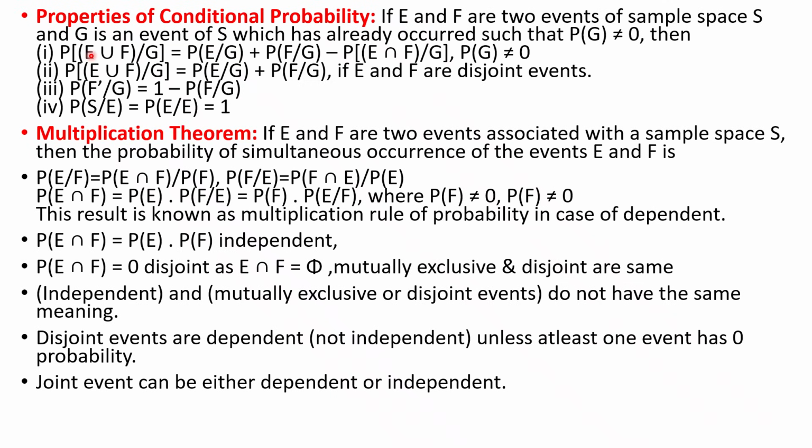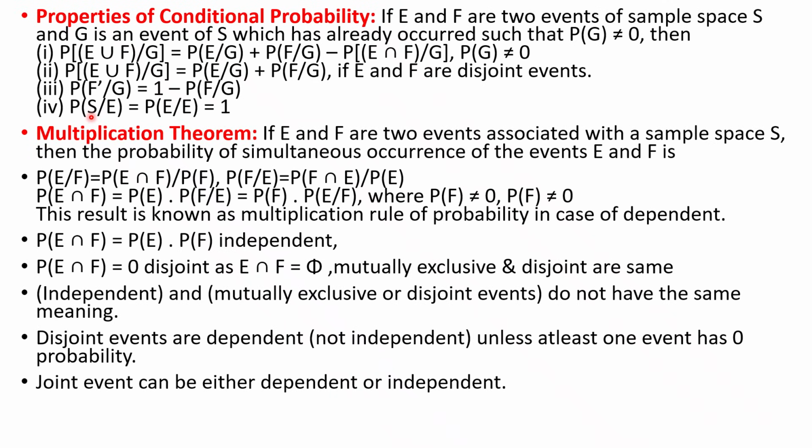This formula is the same as for E union F, which gives P(E) plus P(F) minus P(E intersection F). The only thing is it is divided by G, so everywhere there will be a division by G. That is the conditional probability case. Similarly, P(E union F given G) is equal to P(E given G) plus P(F given G) if E and F are disjoint events. In the case of disjoint events, this term becomes 0, so this term gets cancelled over here. Similarly, the probability of F dash given G will be 1 minus the probability of F given G. That you know, the complement formula, F dash is 1 minus F. Probability of S given E will be probability of E given E, that is 1.